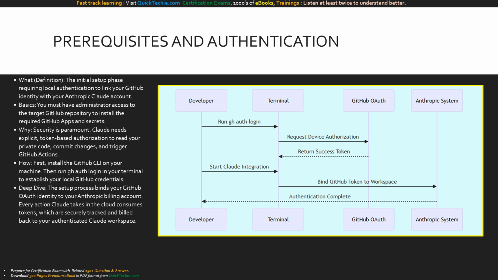This sequence diagram maps the strict authentication handshake. The developer runs the auth command in the terminal, which immediately reaches out to the GitHub OAuth server for device authorization. Once GitHub returns a success token, the developer initiates the Claude integration. The terminal then securely binds that GitHub token to the Anthropic system workspace. This guarantees that all autonomous agent actions are properly authenticated and billed to the correct entity.